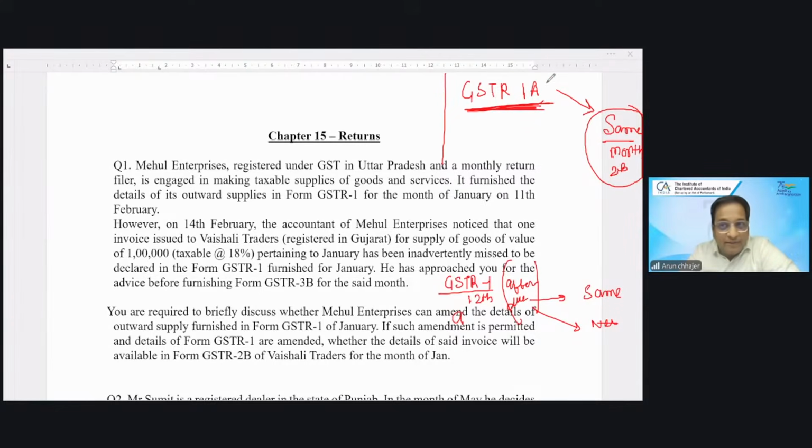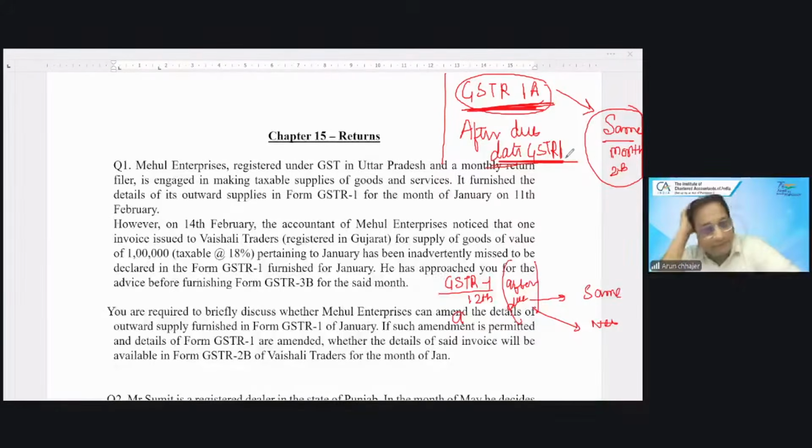That is the reason 1A would always be filed after the due date of GSTR 1. This statement is clear. This 1A would always be filed after the due date of the GSTR 1. Is this clear? Because it is always filed after the due date, it can never appear in the same month's 2B. It will always be in the next 2B. Got my point?